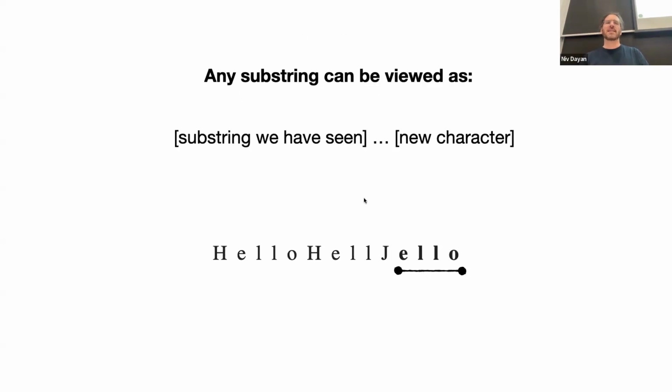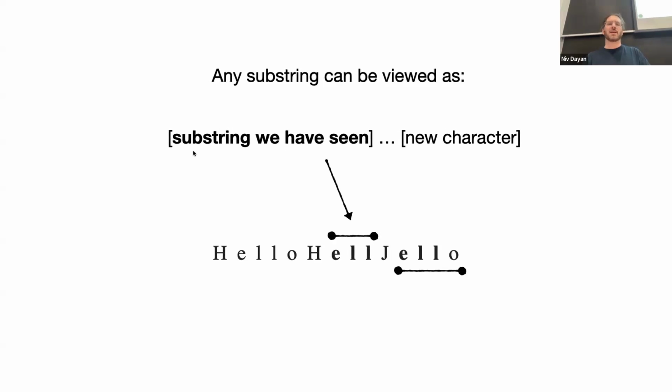This algorithm says that any substring within our given whole input string can be seen in the following format. It can be seen as some other substring that we have seen so far with maybe some space in between, and then a new character. Okay, that seems a little bit convoluted, but here is exactly what I mean.